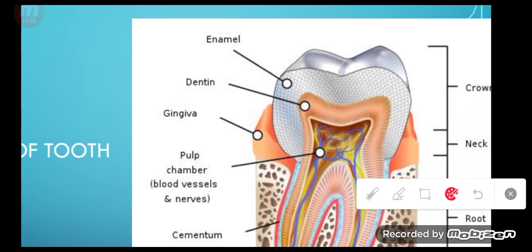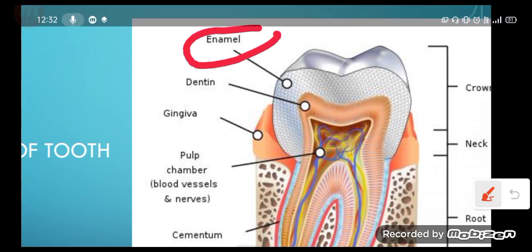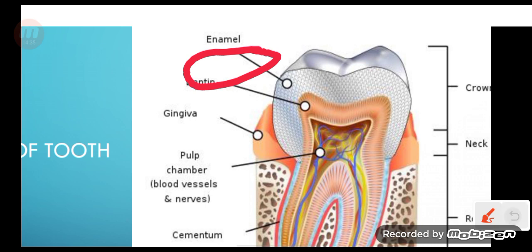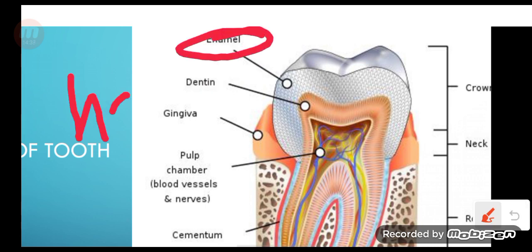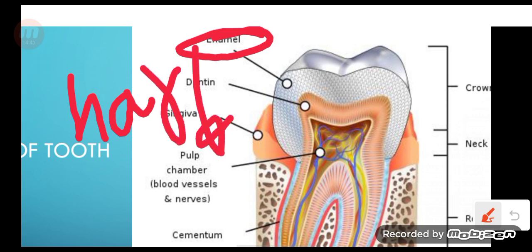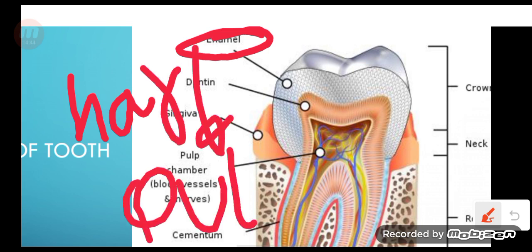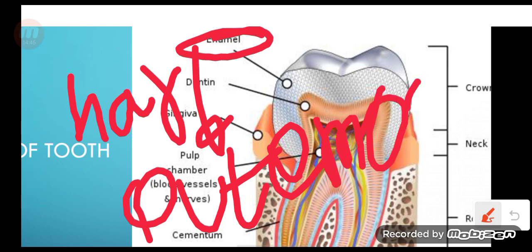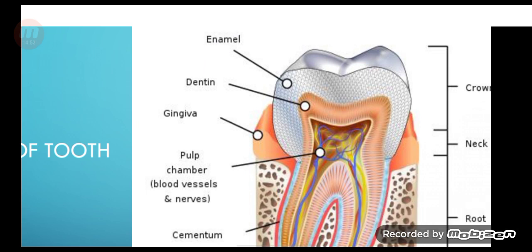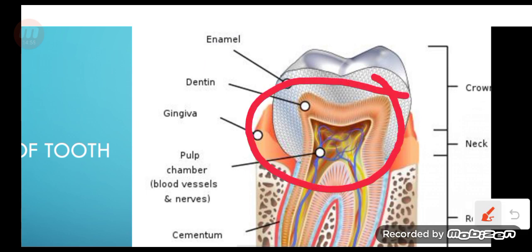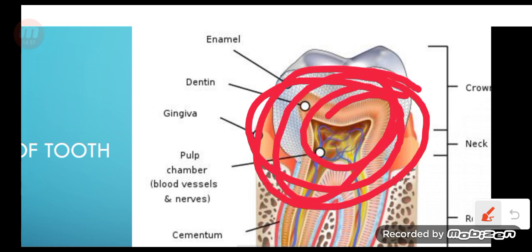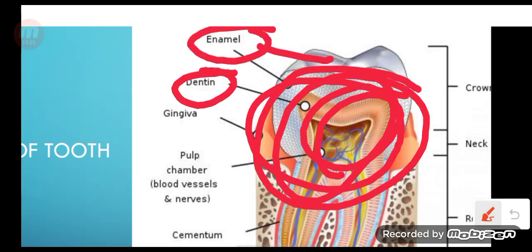Now let us discuss enamel. Enamel is a very hard layer. It is very hard and present outside. It is the outermost layer of the teeth. And next, dentin. Here you can observe that the overall tooth is made up of what? It is made up of dentin, not enamel, because I already told you that enamel is only outermost, but the innermost and the remaining part is made up of dentin.